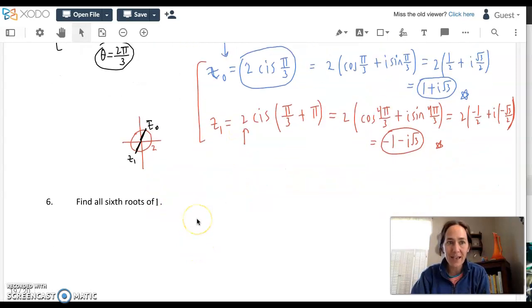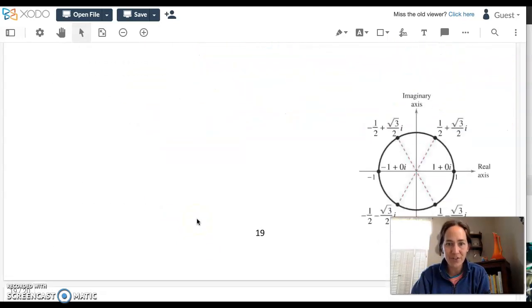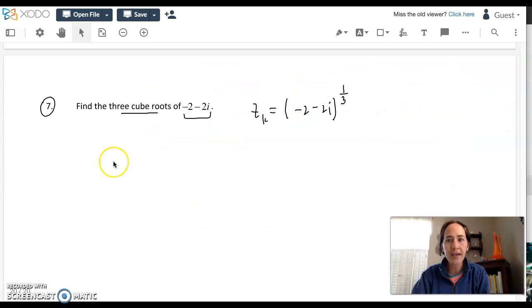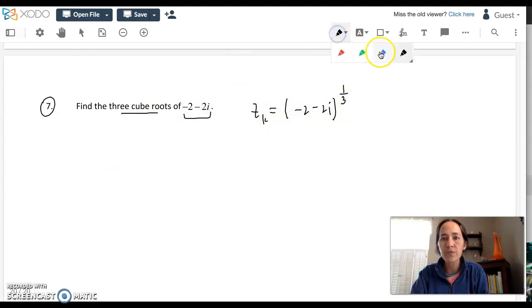Now let's skip down. Last but not least, let's look at number 7 on the next page. Just as a heads up, have your calculator handy for this one. We'll probably find a spot where we can use some approximations. It says find the 3 cube roots of the complex number negative 2 minus 2i, thereby solving this equation. We want the cube root of that original complex number that's given. So let's find it in polar form.